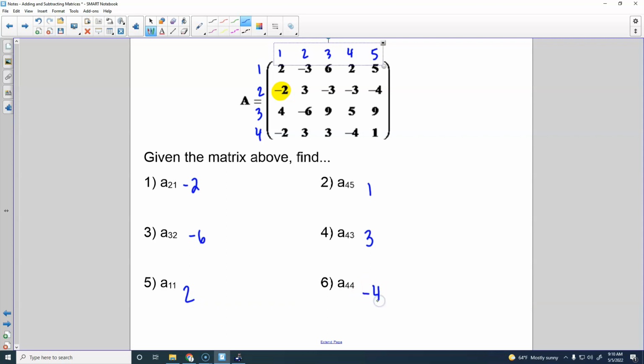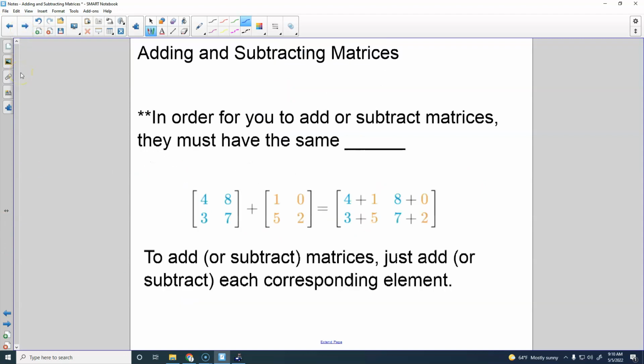-4. Very good. All right, so again, just a little practice, a little terminology. Nothing major here. So adding and subtracting matrices, super duper easy. You're just going to add and subtract. In order to add or subtract matrices, they must have the same order. So this would be the same size matrix. So you cannot add a 2 by 2 and a 3 by 2. The reason is to add or subtract, you just add or subtract the corresponding elements.